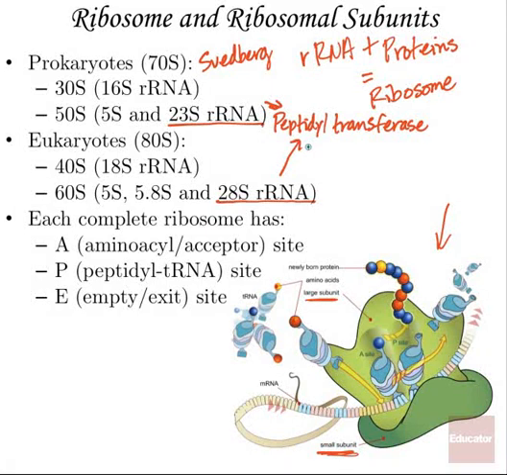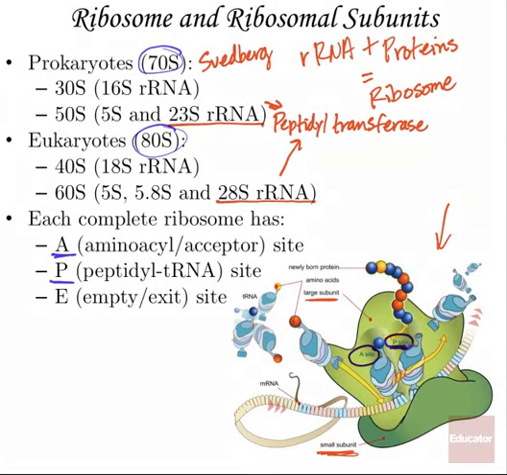All right. And now each ribosome, fully functional, okay, full unit ribosome, our 70S and 80S, each complete ribosome has 3 different very important sites. We have the A site, okay? The A site, which can be found right here, is known as the aminoacyl site or the acceptor site. We have the P site, which is known as the peptidyl site, the peptidyl tRNA site. This is where we're actually making the new peptide bond.